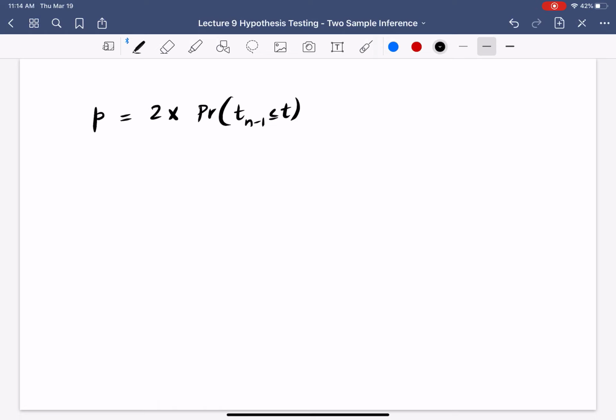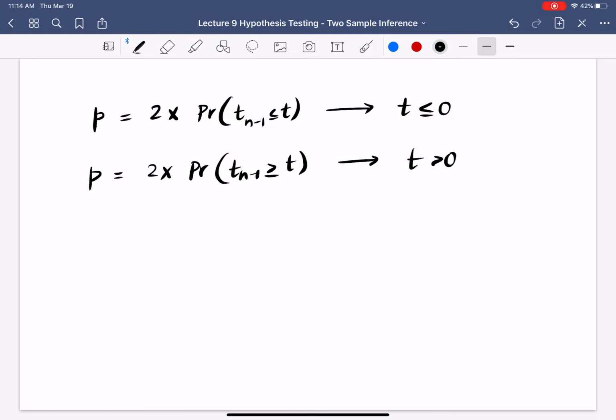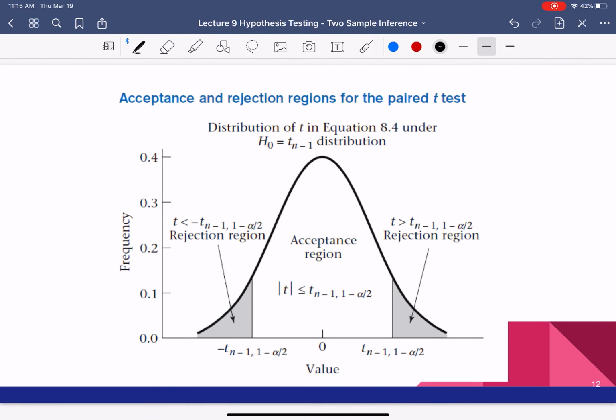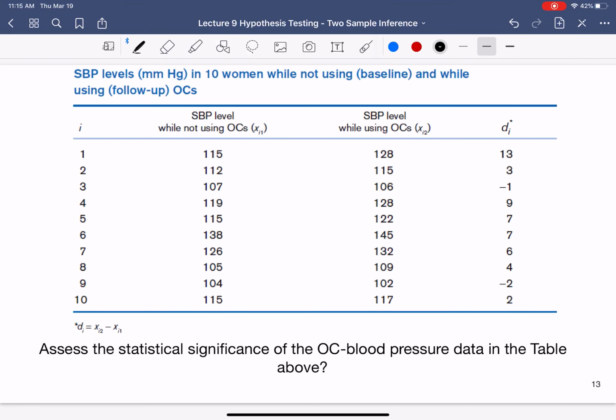So here this condition is when t is less than or equal to 0. The p-value is 2 times the probability of tn minus 1 greater than or equal to t if t is greater than 0. What does that mean? We'll do a problem, and it can help us understand how to calculate p-values as well. So let's consider this problem. In this, the di values are given.